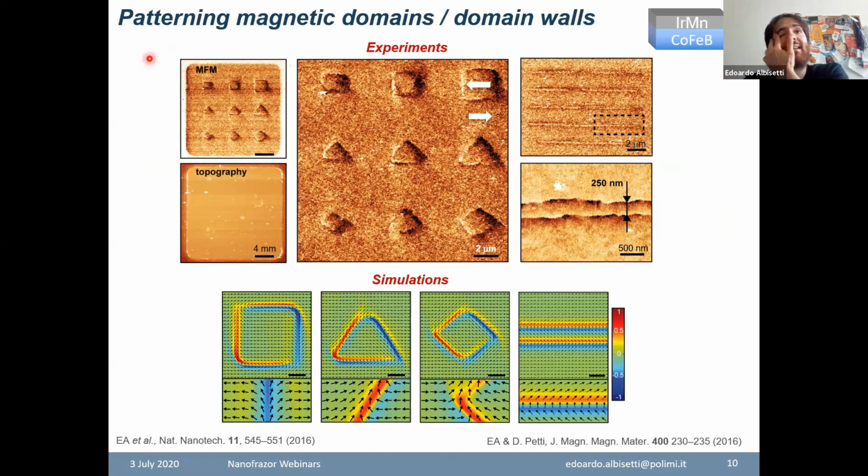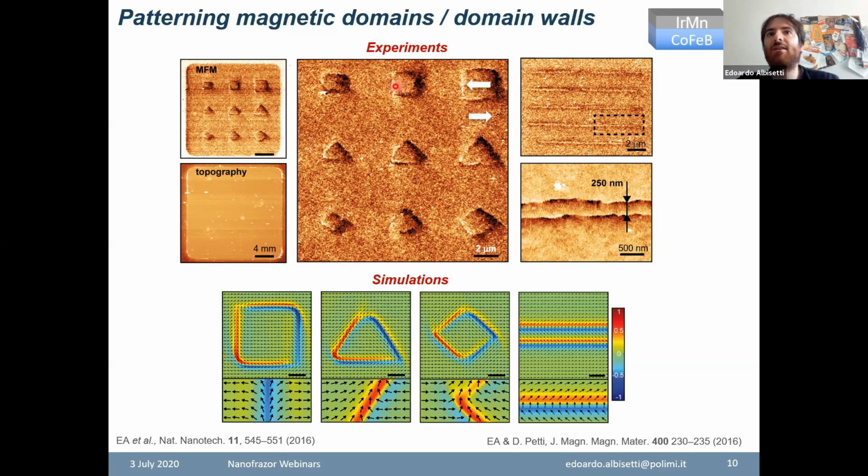Here you see a magnetic force microscopy image that shows you the magnetic domains written by tam-SPL. And here you see the corresponding topography. As you see, you don't see anything in topography because we're just changing the magnetic structure, the spin structure in the ferromagnetic material, and we're not actually changing the topography. Here you see a zoom in of this area. You see that we wrote different magnetic domains with a magnetization orientation, which is this white arrow, that is opposite with respect to the magnetization orientation outside the written domains.